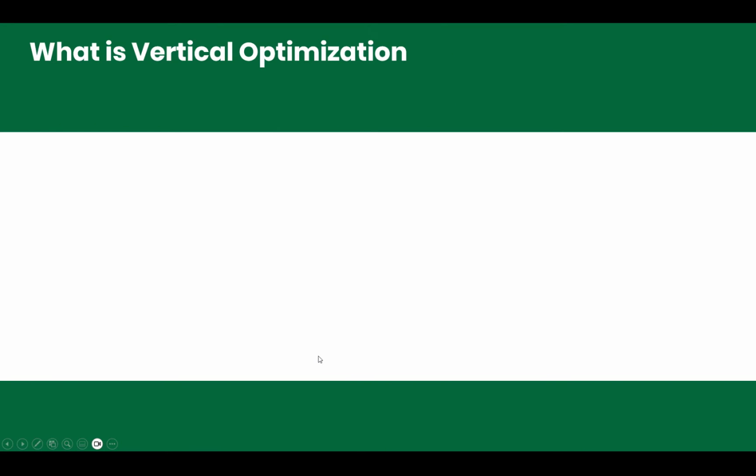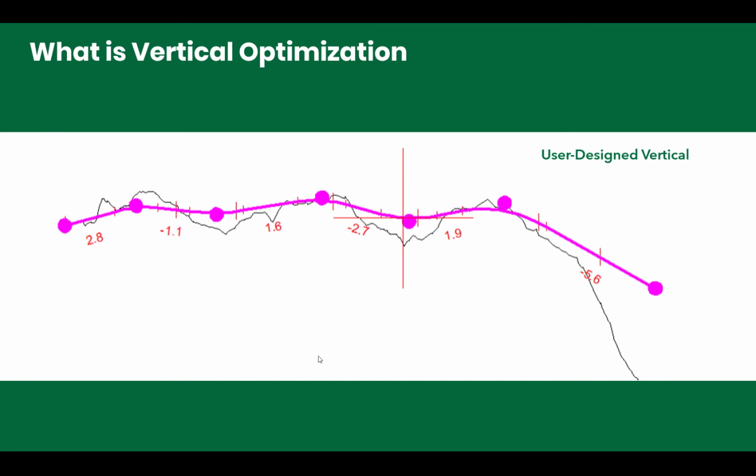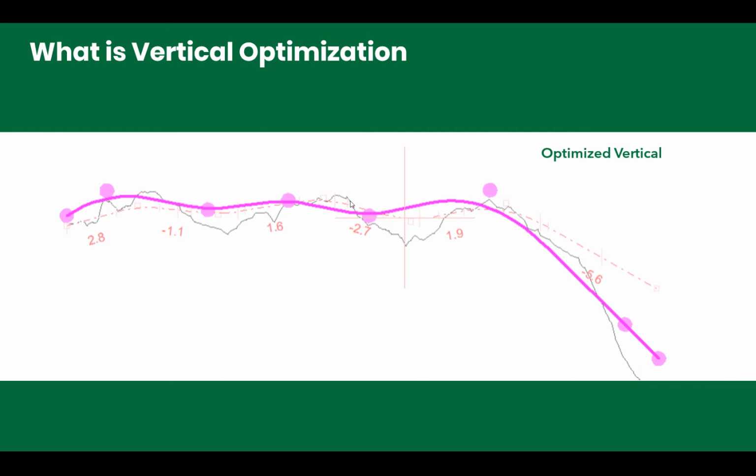Okay, so what is vertical optimization? How do we explain this? So imagine you have a ground profile. Then you're going to go, and as a designer or an engineer, you're going to create a vertical alignment on that ground surface. You're going to be looking at your grades and your cuts and your fills and trying to balance it manually.